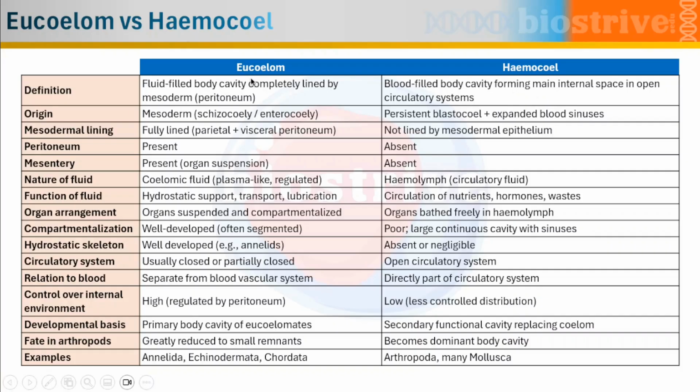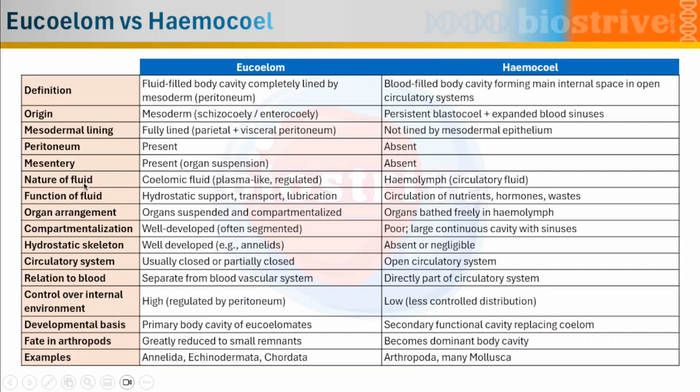Origin of Eucoelom is obviously mesoderm. It can arise through the process of schizocoely or enterocoely, whereas in case of Haemocoel cavity, origin is dependent on the persistence of blastocoel cavity as well as expansion of the open circulatory system or expansion of sinuses of the open circulatory system. Now let's talk about the mesodermal lining. So Eucoelom is completely lined by mesoderm, whereas in case of Haemocoel, there is no such lining by mesodermal epithelium tissue. Peritoneum and mesentery are the exclusive features of Eucoelom. Both these features are absent in case of Haemocoel cavity.